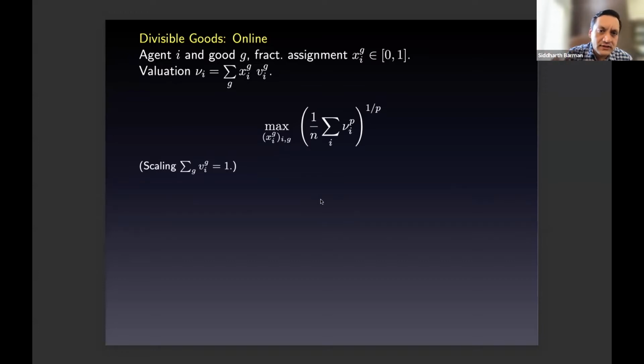And we are in the goods case, so these values are non-negative, but this is the scaling assumption. It's not going to be very apparent why I need it. I'll tell you one place where it is required, but what I'm not going to spell out is that if you don't have this, then you can't do much. In the online case, you're only going to get very trivial guarantees.